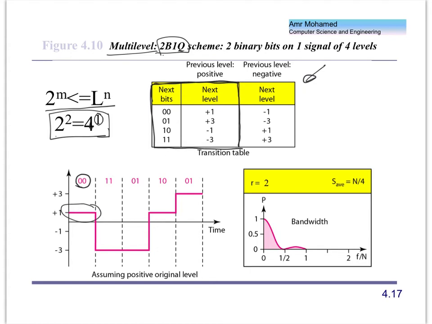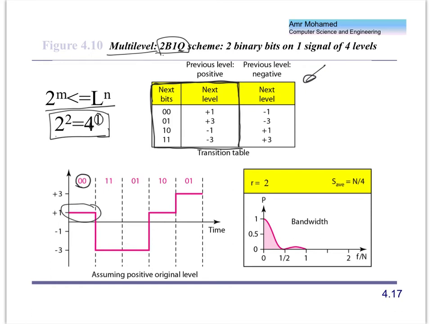So here, simply what we have is that 00 will be represented by positive voltage of 1. 01, positive voltage of 3. 10, negative voltage of 1. 11 is negative voltage of 3. Right? So this is good.